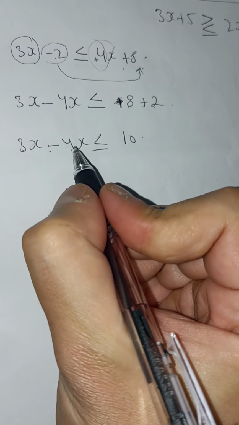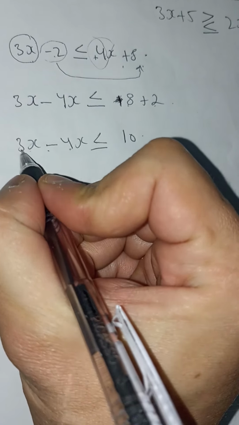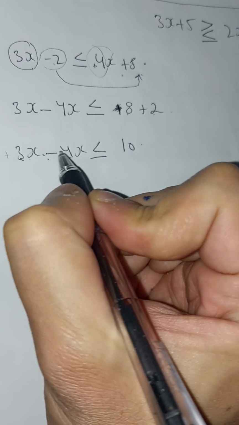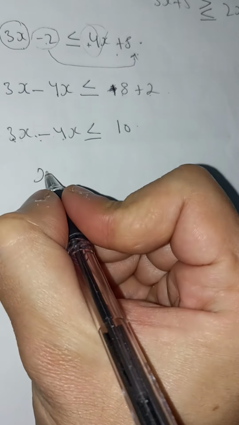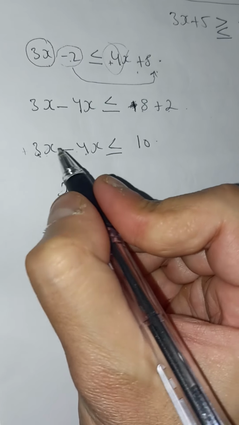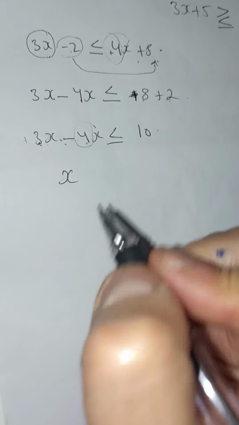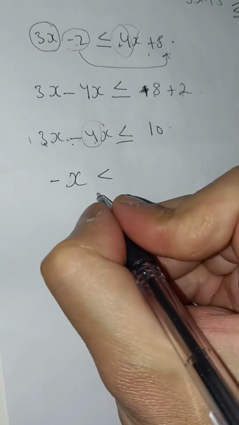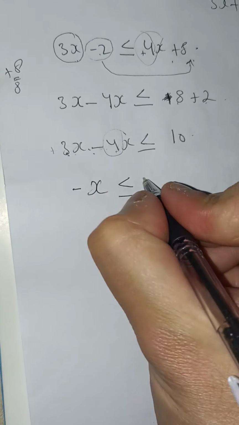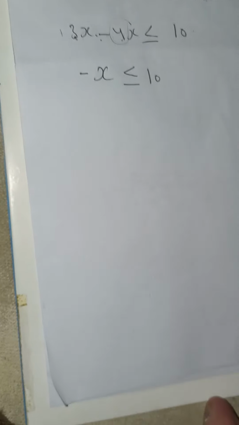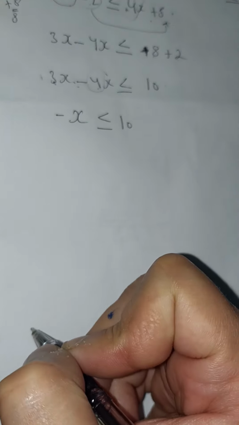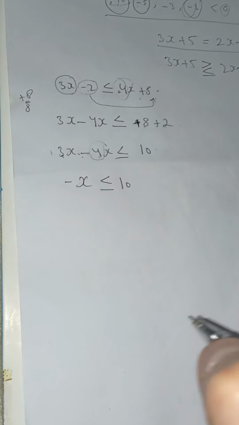Now what will we do with this? Plus 3x minus 4x. We subtract 3x from 4x, it is x, but we will use the negative symbol because it has a bigger coefficient. This is minus x is less than or equal to 10. Okay, now move the minus sign. Here is a very important step that you should remember.